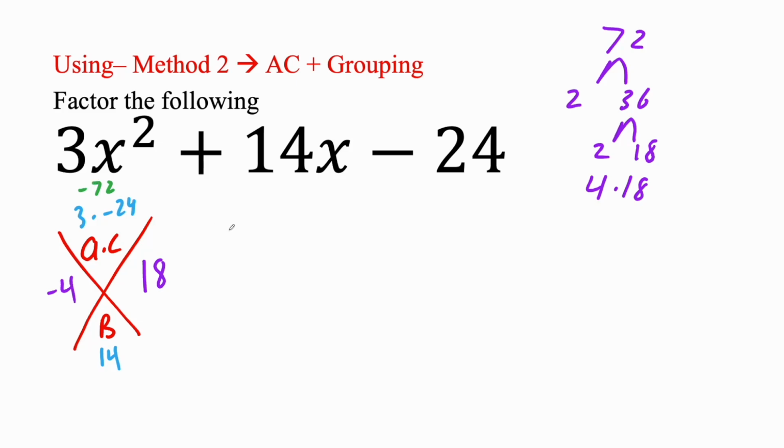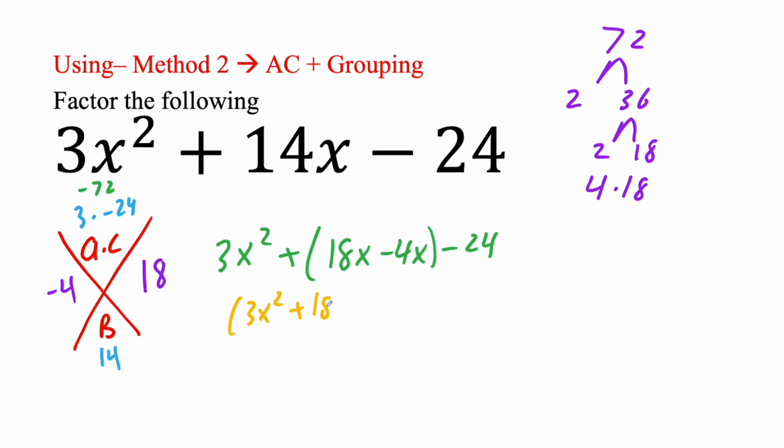Next, we're going to do our grouping step. So we're going to keep 3x squared. But what we're going to change is this 14x. Instead of saying 14x, I'm going to say 18x minus 4x. And I get it from this piece. Negative 24 remains the same. And now I'm going to group the first two terms and the last two terms. So 3x squared plus 18x. In between, put a plus sign. Then do the last two terms, negative 4x minus 24.